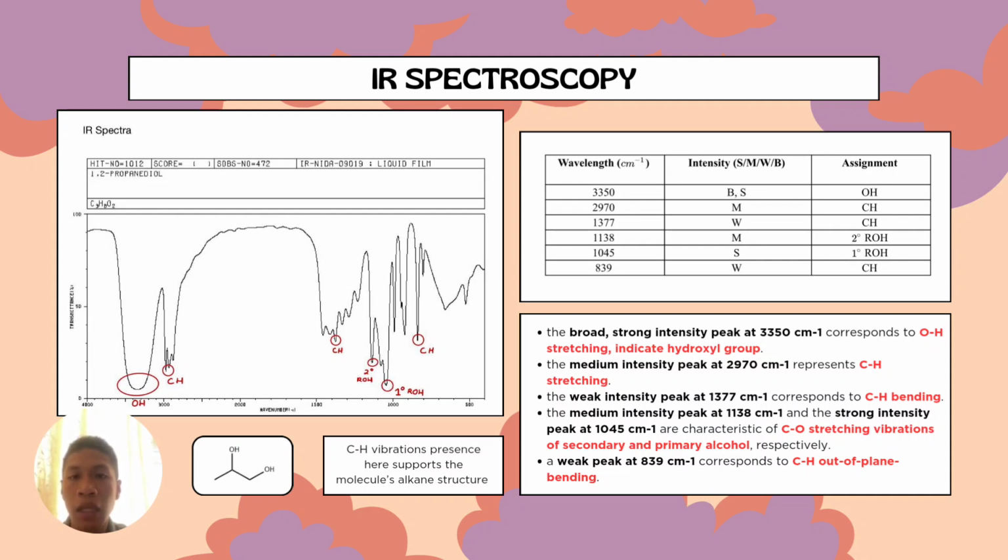A weak peak at 839 corresponds to the CH out-of-plane bending. While CH vibrations are common in most organic compounds and often not emphasized in routine IR analysis, they are present here and support the molecule's alkane structure. Overall, these spectral features confirm the presence of both primary and secondary alcohol groups in propylene glycol.